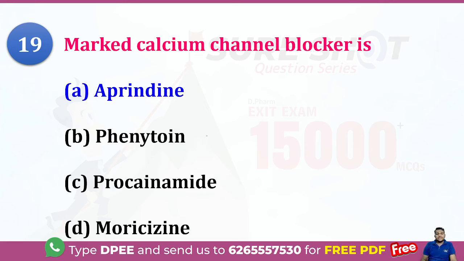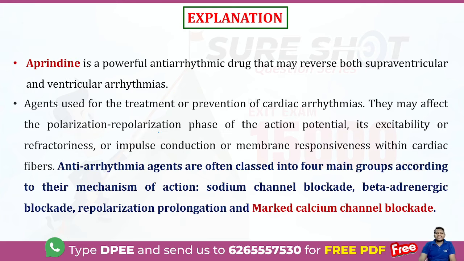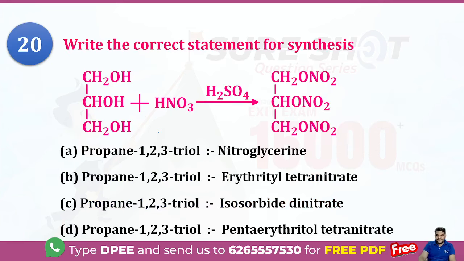So there is the only option, that is the dihydropyridine, like amlodipine, nifedipine, nicardipine, that have dipine at the end of the drug as a suffix. So it is your calcium channel blocker. So this is a powerful antiarrhythmic drug that reverses both supraventricular and ventricular arrhythmias, and it is used for the prevention of cardiac arrhythmia, having the effect on depolarization and repolarization. And this is the antiarrhythmic agent; we have four categories, like calcium channel blocker, beta adrenergic blocker, repolarization agent, and mark calcium channel blocker that we have.